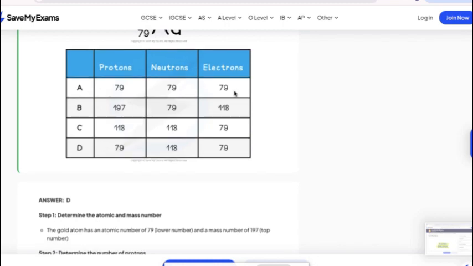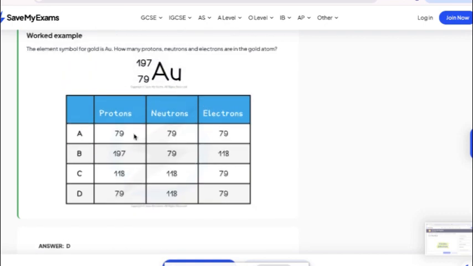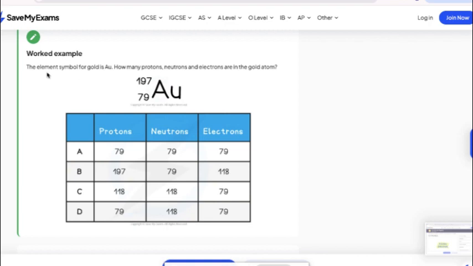Okay, it's A, B, C, D. So this is A, this is B, this is C. Which one is correct? Which one has a proton number of 79? D, right? It has neutron 118, and it has electron 79. It is D, so the correct answer. So you can see something like this in the exam, in multiple choice in the exam.